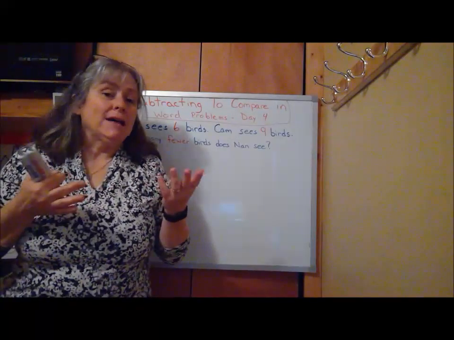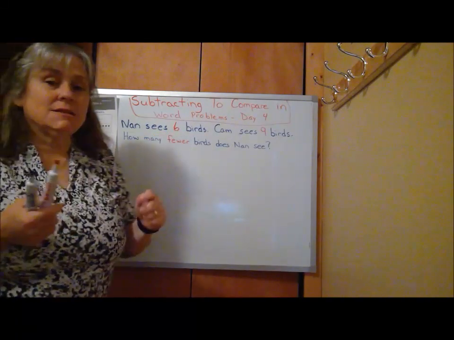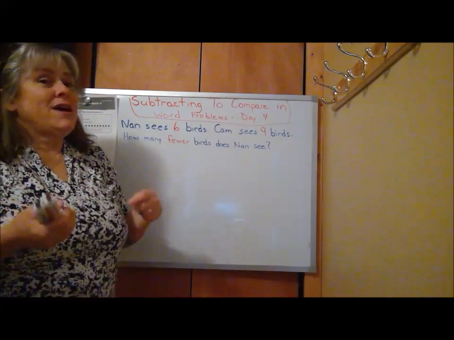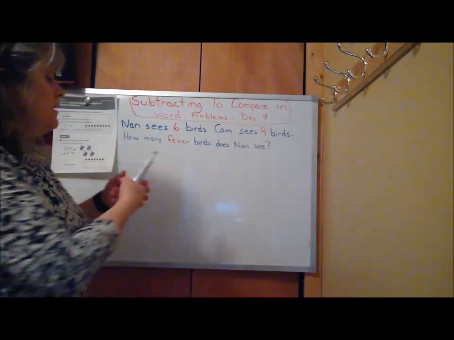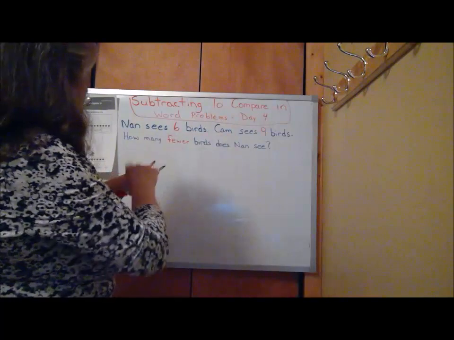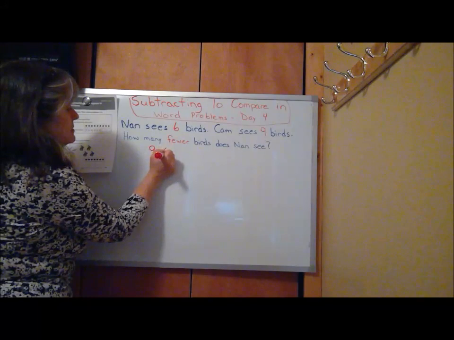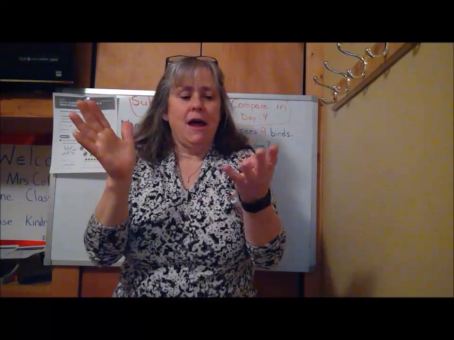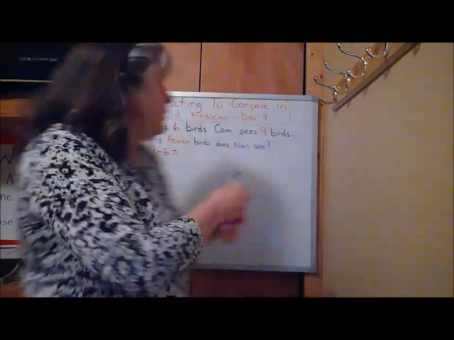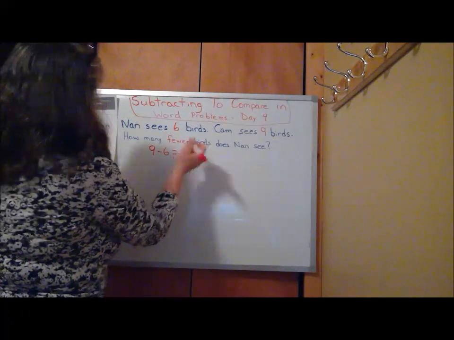So fewer means less than, right? So how many fewer, how many less does Nan see? So we're trying to find the difference. We're going to subtract the difference between 9 and 6. So let's write our subtraction problem. We start with our bigger number, 9 minus 6, because if I have 6, I can't take 9 away. So I have to start with my 9 and then take 6 away. So 9 minus 6 equals something that we don't know yet.